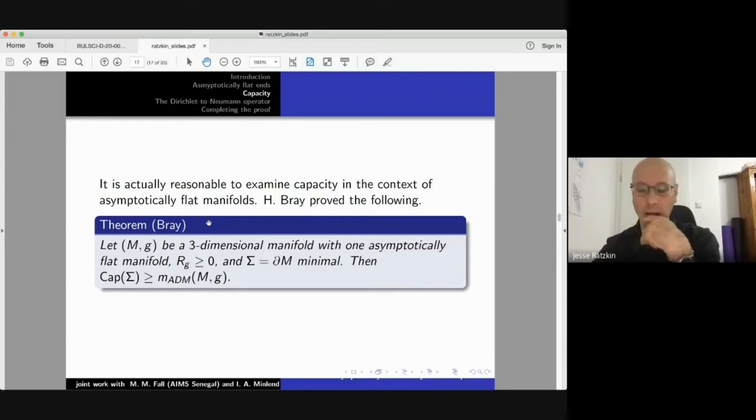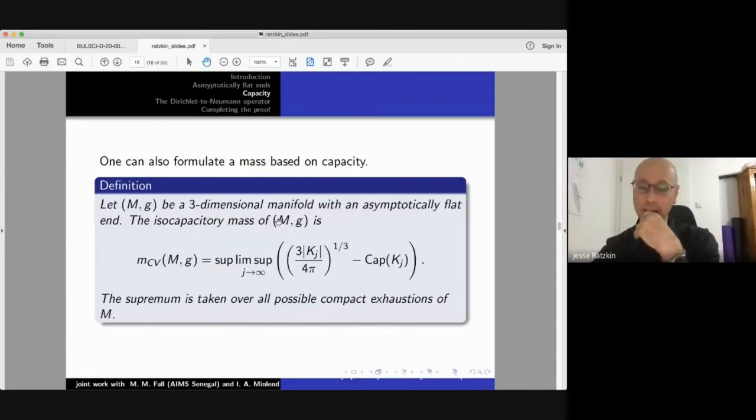And later on, he proved a generalization of this with Pengzhi Miao, where the boundary component is not necessarily minimal, and then you get an additional term here, which is basically the boundary integral of the norm of the mean curvature vector. There is a notion of a mass based on capacity, and you can formulate it this way. And what you're basically looking at here is, so let's talk through this definition here.